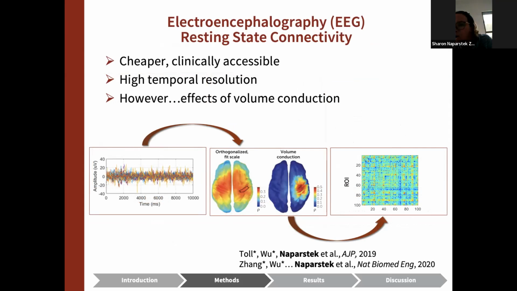Mo, I'm in slide 22. We have EEG as the title. Thank you.